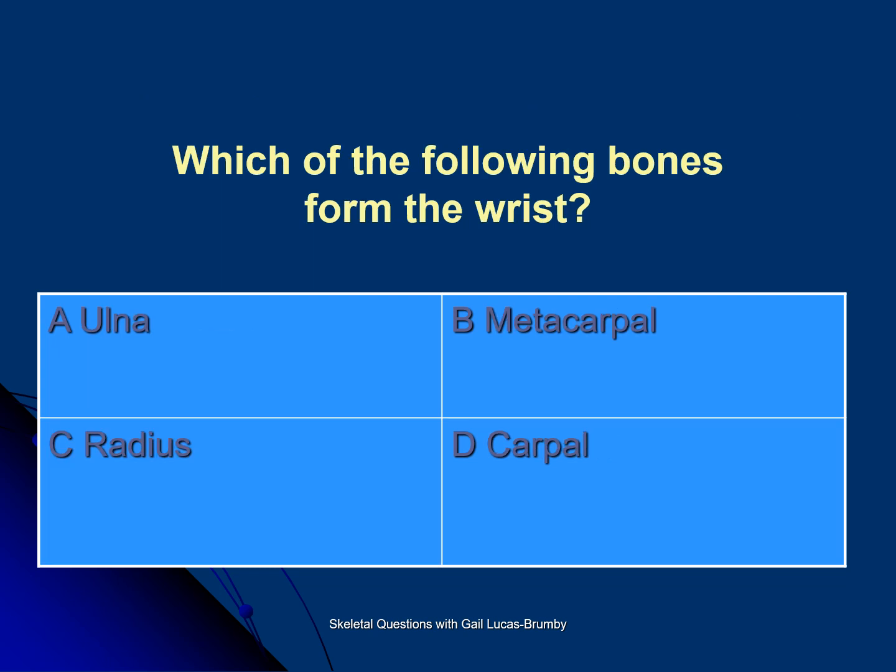Which of the following bones form the wrist? Is it A, the ulna, B, the metacarpal, C, the radius, or D, the carpal? And the answer is the carpal bones. Carpal bones form the wrist.